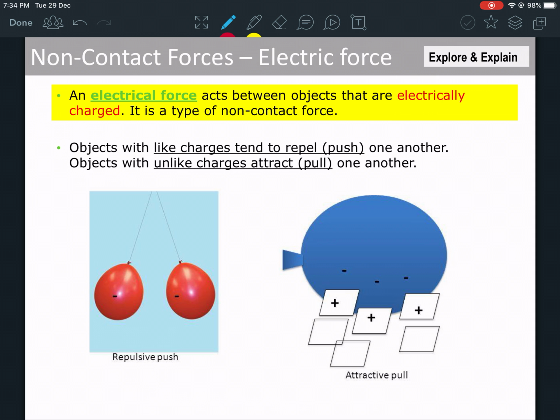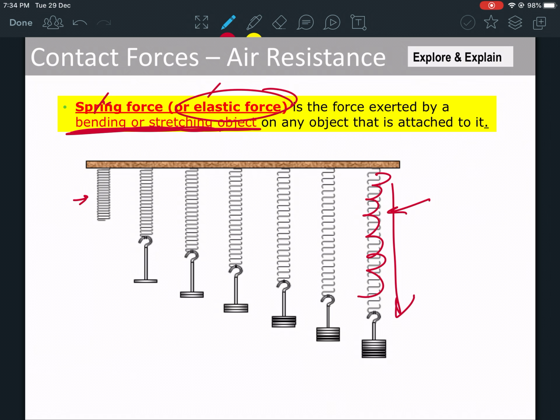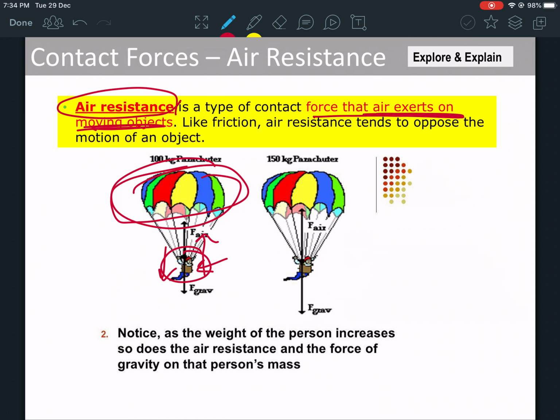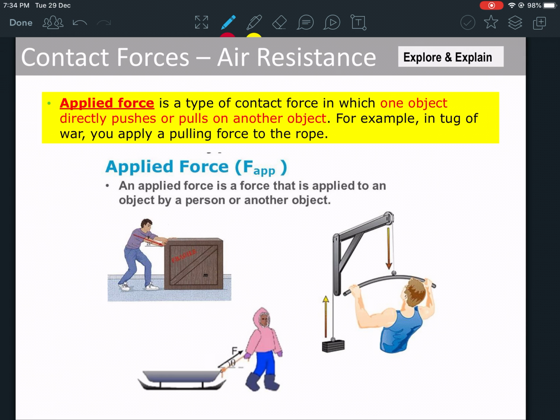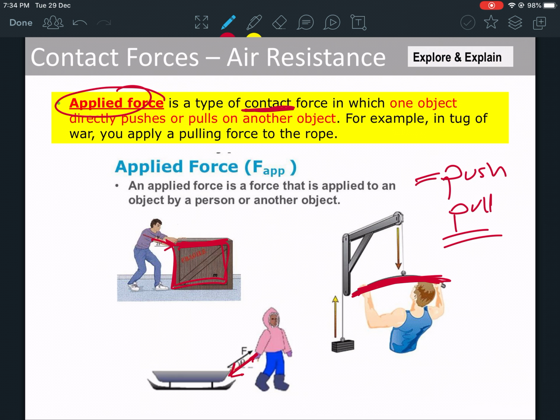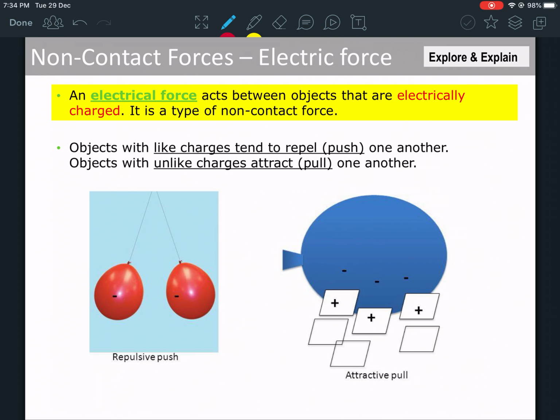You have the other type of forces, which are non-contact. Now all of these that passed before, which is spring forces, air resistance, friction, applied force, these are all contact forces. Now we move to non-contact forces. Non-contact forces means forces that do not require two objects to touch in order to exert a force upon each other. For example, you have two balloons here.